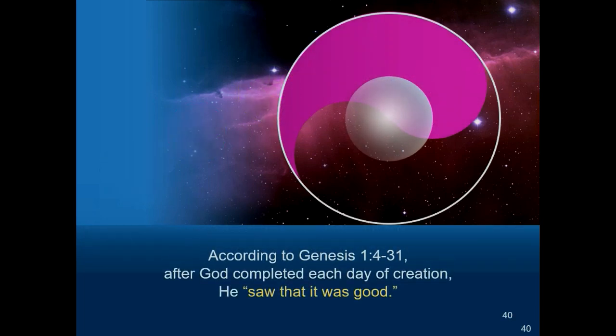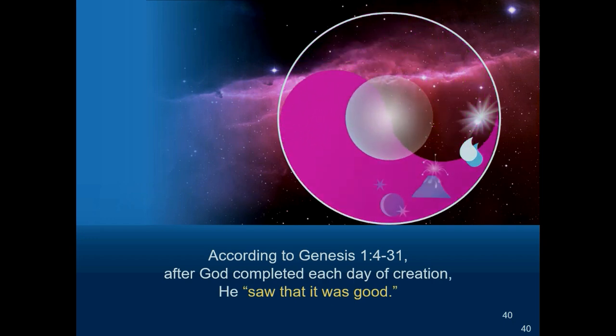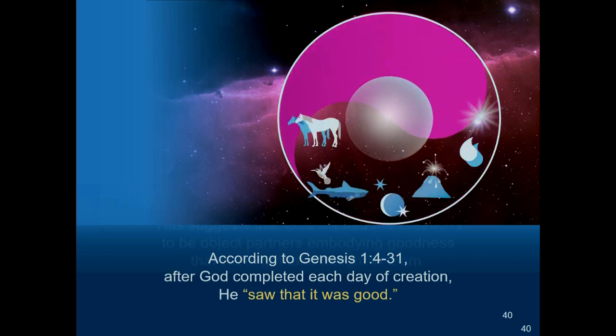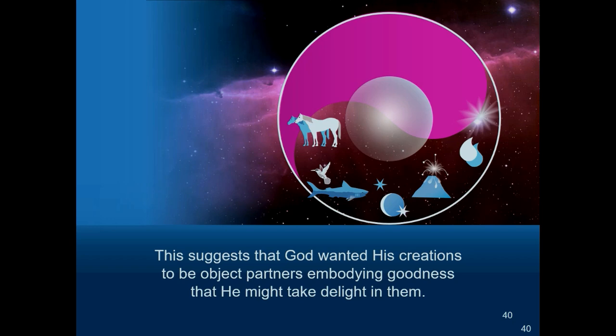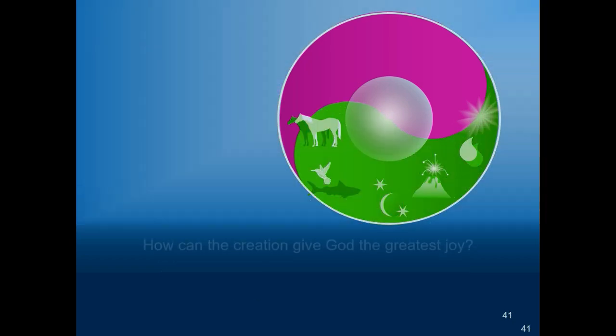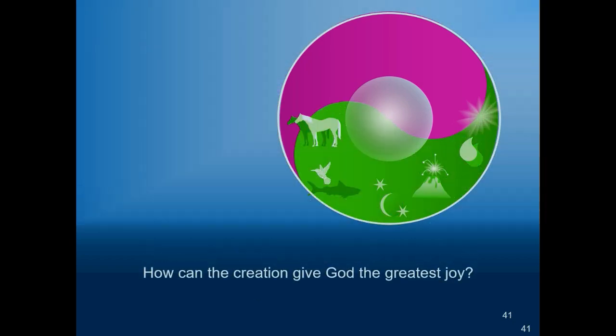According to Genesis chapter 1 verses 4 to 31, after God completed each day of creation, He saw that it was good. This suggests that God wanted His creations to be object partners, embodying goodness, that He might take delight in them. How can the creation give God the greatest joy?